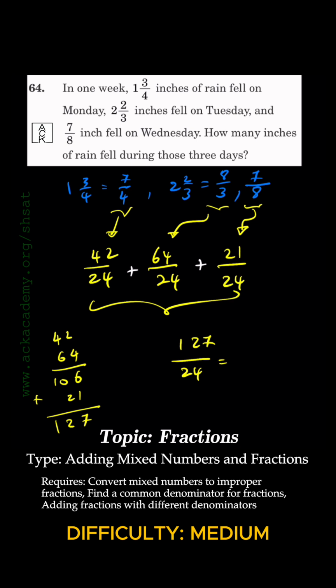So how many times does 24 go into 127? Let's see. I would say 5. Yeah, because 5 times 25 is 125. So then 24 times 5 is 120. Okay, so 5 with a remainder of 7/24. So this is your answer.